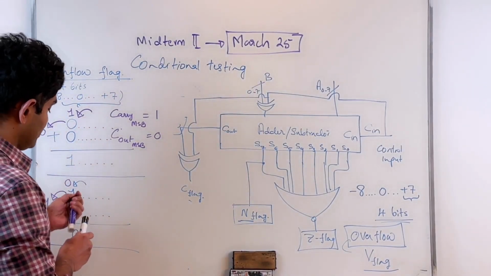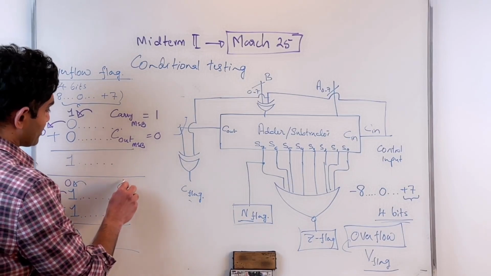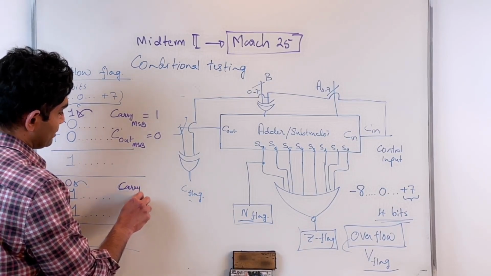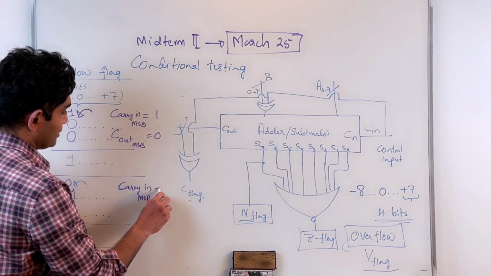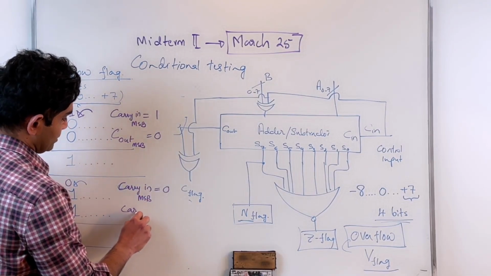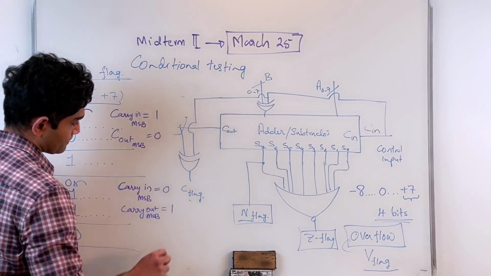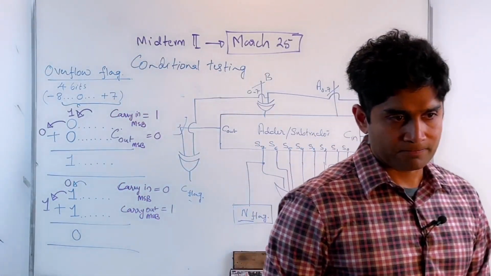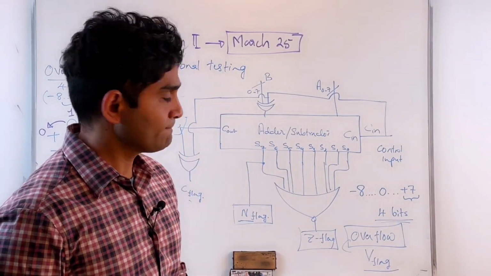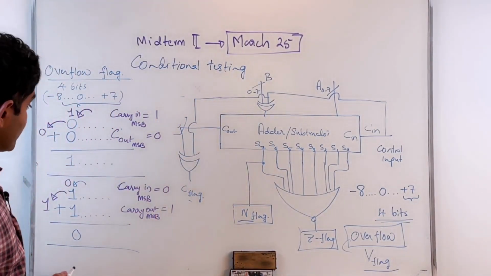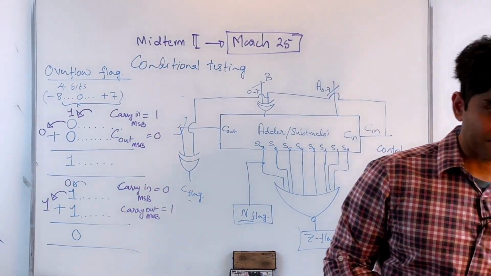In other words, in this particular situation, we have carry in to the most significant bit, let me call that carry in, is a 0. Carry out of the most significant bit position is a 1. Okay. All right. So that's good. So you should be getting a hint already how to construct our Vflag, the overflow flag.